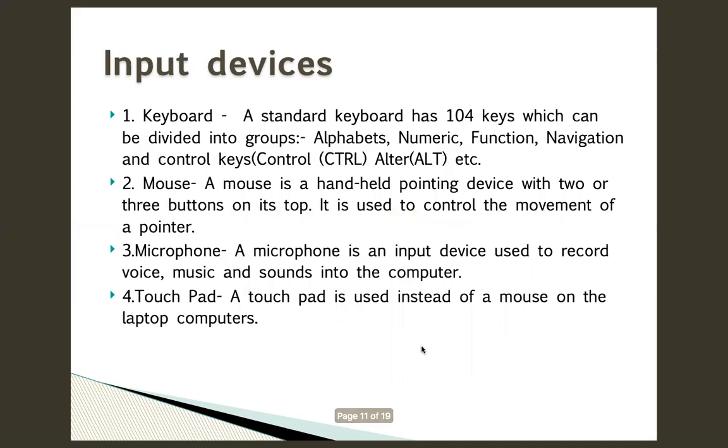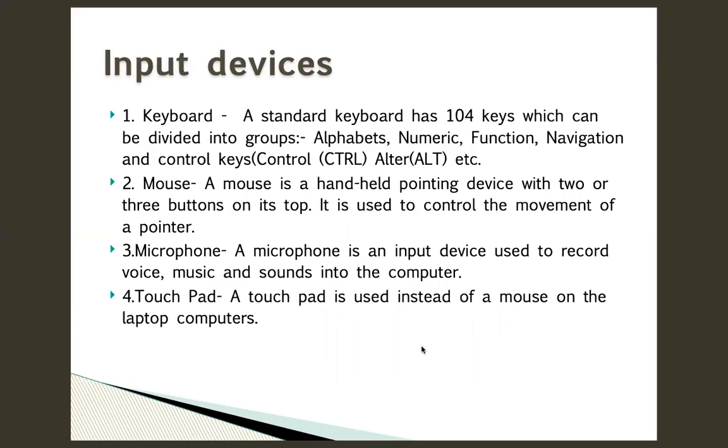Now let us start with keyboard. A standard keyboard has 104 keys. The keyboard is already divided into some groups like alphabet keys, numeric keys, function keys, navigation keys, and control keys. Alphabet keys are from A to Z, numeric 0 to 9. Function keys are the topmost row of a keyboard, from F1 to F12. Navigation keys are such as page up, page down, home, end, control home, control end. These all are navigation keys.